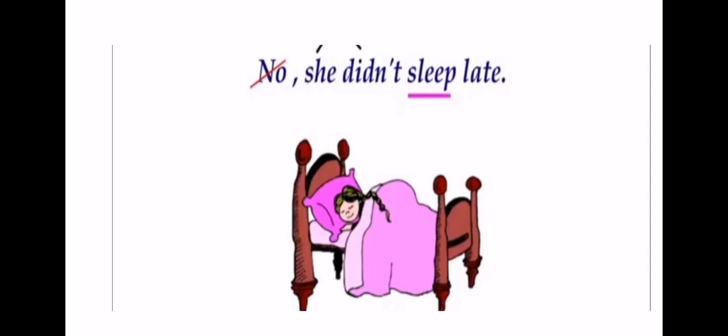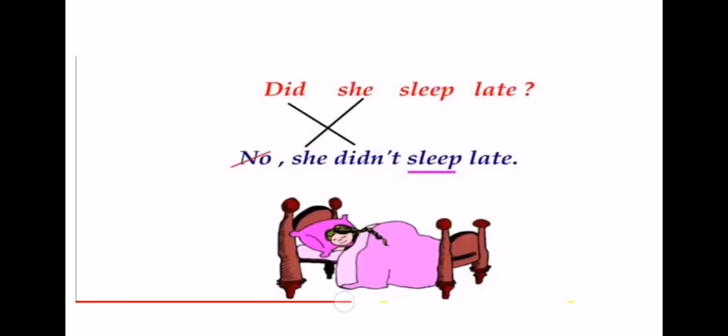Okay, you remember after don't and doesn't and didn't, the verb is in the infinitive form. Okay, the verb here, sleep. Now we will write, did she sleep? And write the rest of the question, late. The question will be, did she sleep late? Okay, and the answer was, no, she didn't sleep late.